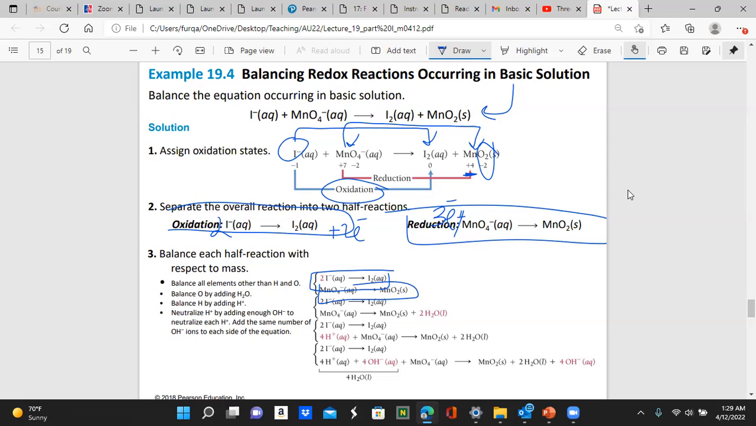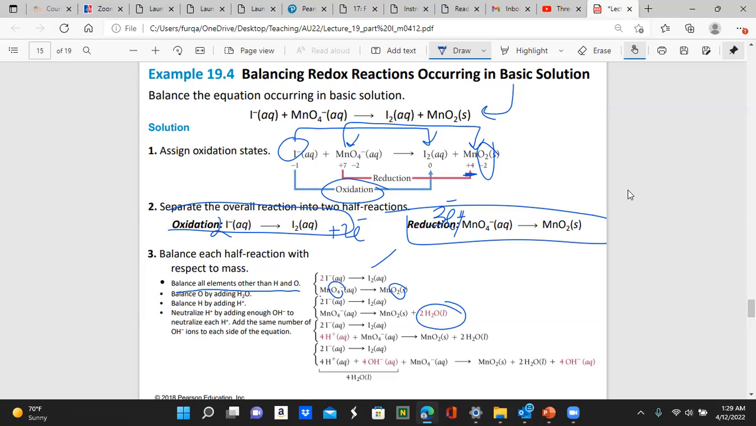And now balance all elements other than oxygen and hydrogen. So this is already balanced. Here we have manganese. Okay, I have to balance my oxygens here. I have 2 oxygens on the right hand side. The manganese is balanced, so nothing to do with the manganese, but oxygens are not balanced. It means we are supposed to add water. So we have 4 oxygens here, only 2 oxygens here. So we'll add 2 water molecules on the right hand side. Correct? This is exactly what we did.